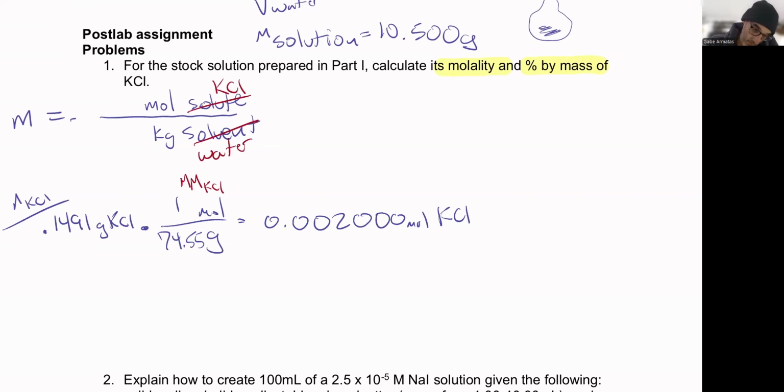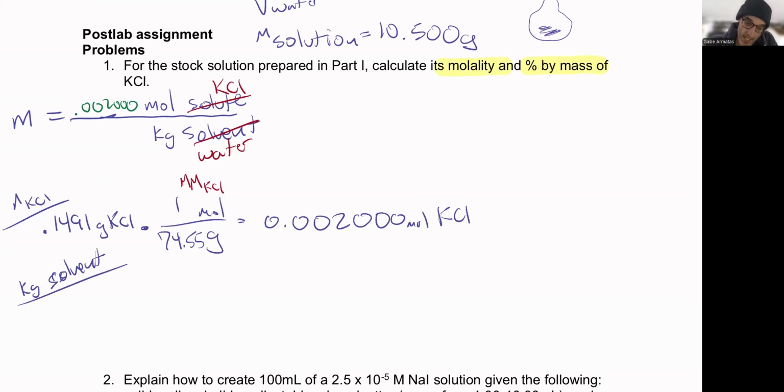We have our moles of KCl, so I can actually just plug that number in. I ended up with 0.002000 moles of KCl. So now all I need to solve this problem are kilograms of solvent. So how do I get kilograms of solvent?